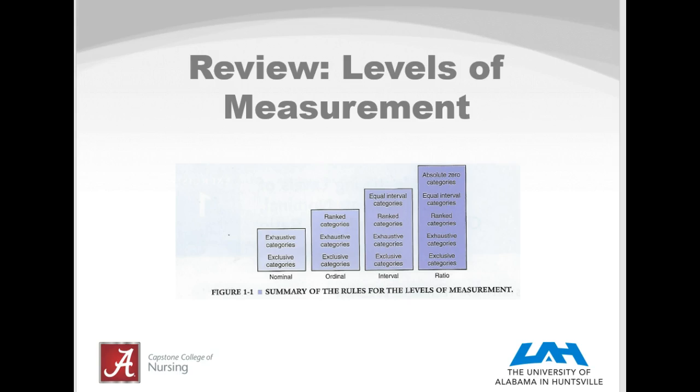But levels of measurement, as you probably recall, are a way to organize the rules for assigning numbers to objects so that there's really a hierarchy of measurement that exists. Now, this particular framework was identified in the 1940s. So as a review, the levels of measurement from lowest to highest are nominal, ordinal, interval, and ratio. And this image provides you a summary of the rules for each of those levels.